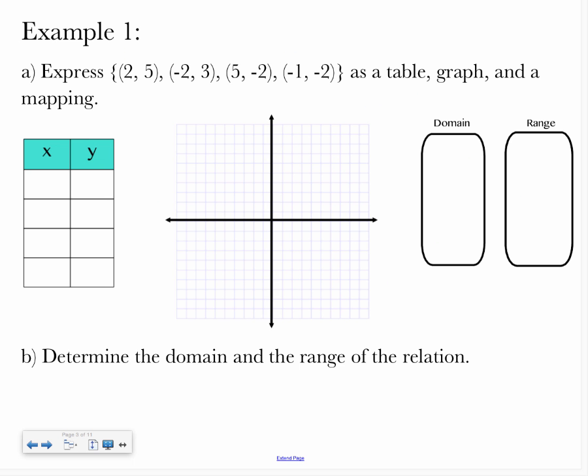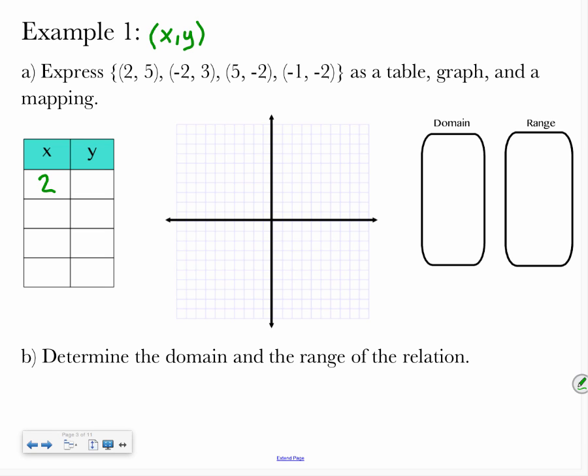Example 1, we want to express, okay, and then we have some ordered pairs, 2, 5, -2, 3, 5, -2, -1, -2 as a table, graph, and a mapping. Okay, so let's start with our table. We want to list our x and y's. Okay, so remember, our ordered pairs are always written in the form x, y. X comes first, just like in the alphabet. Okay, x comes before y.